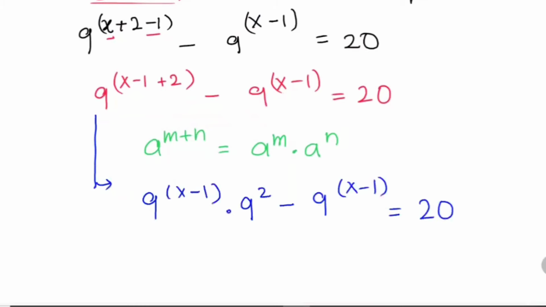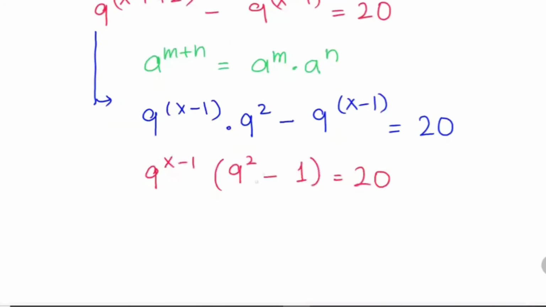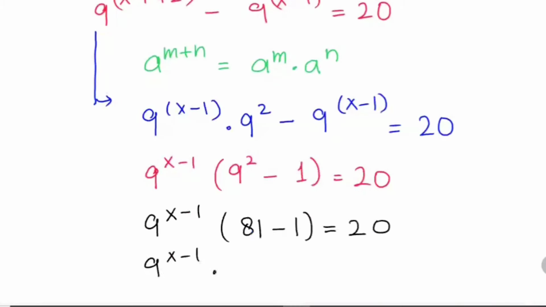Now here I am going to take common 9 to the power of x minus 1. Here I took the common, here 9 to the power of 2 is remaining, minus here 1 is remaining, is equal to 20. Now I am going to solve this further. 9 to the power of x minus 1, here this will be 81 minus 1 is equal to 20, and this will be 9 to the power of x minus 1 times 80 is equal to 20.